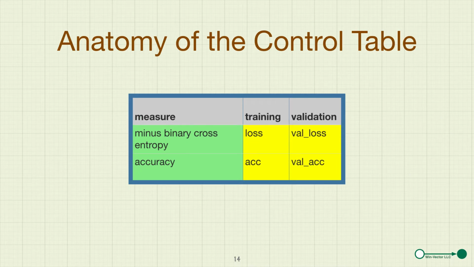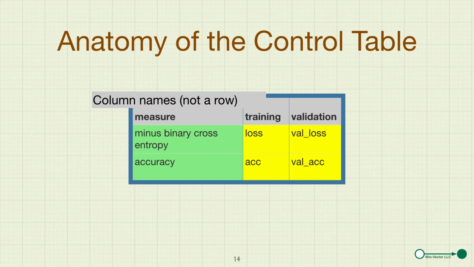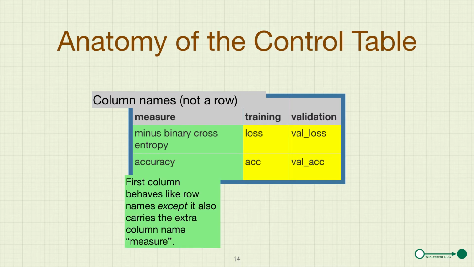The anatomy of the control table is as follows. The gray region is not a row, it is the column names. The first column behaves like row names, except that it has one more slot where it can carry the extra key measure. But essentially, think of this column as behaving like row names.